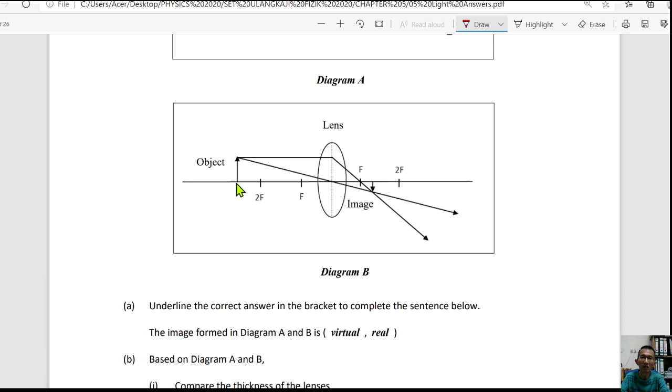For lenses, remember, if the object and the image are not on the same side, it must be real. But if I have mirrors, then this image will become virtual. Remember that lenses and mirrors contradict each other when it comes to virtual and real images. But here we have lenses, and my object and my image are not on the same side, so this image must be real.